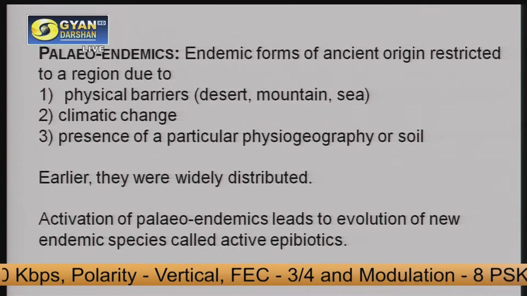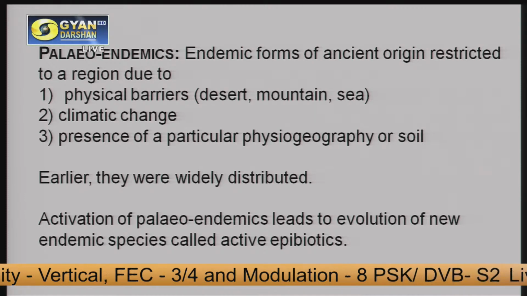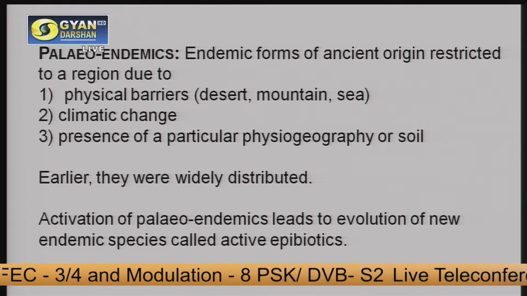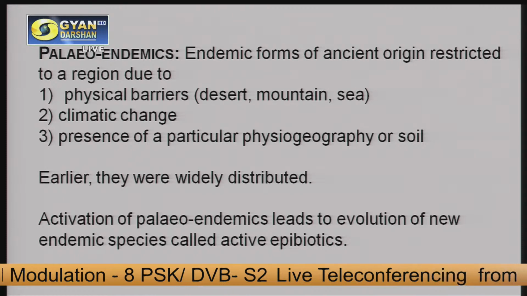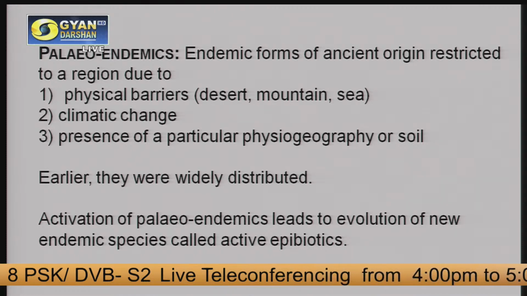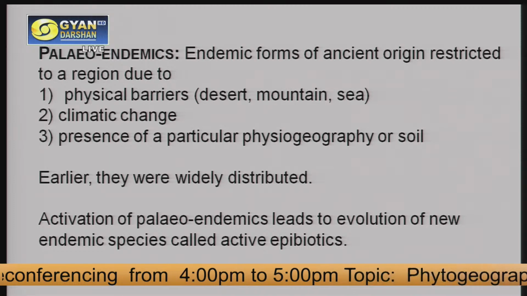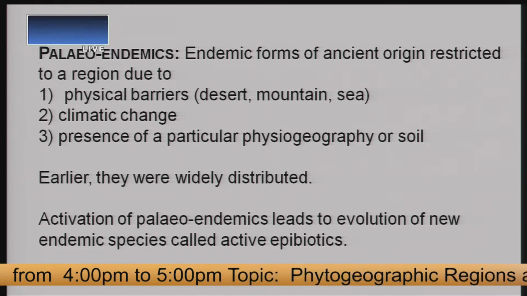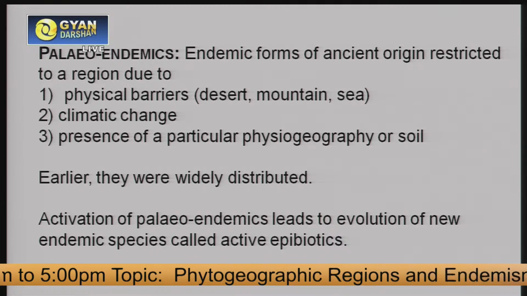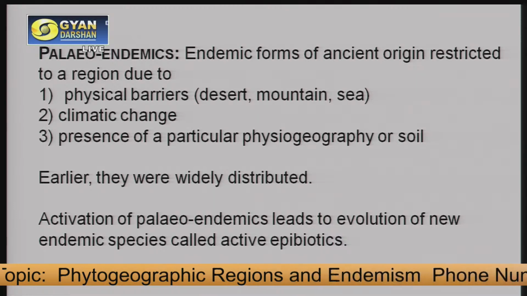Next is paleoendemics. It is just the reverse of neo-endemics. Paleo means of ancient origin. That means which have primitive origin. Endemic forms of ancient origin restricted to a region due to physical barriers. That means these species originated long back, but they could not migrate. They are restricted. Why?